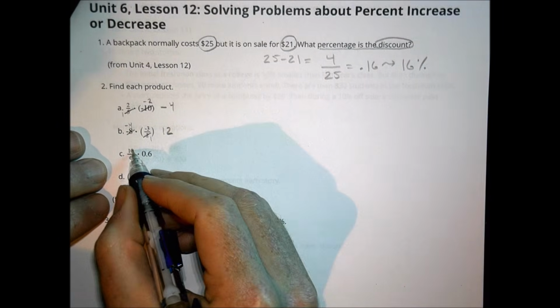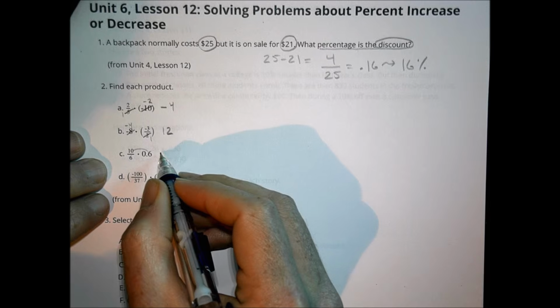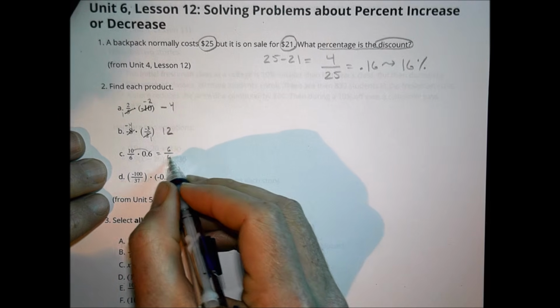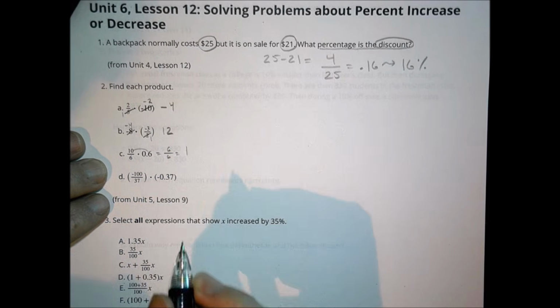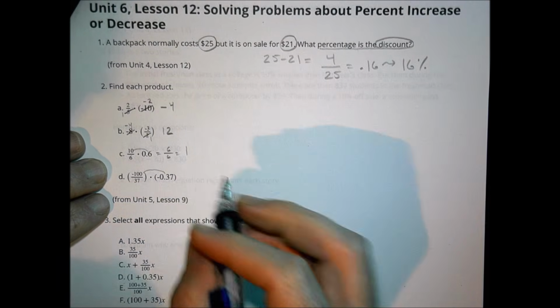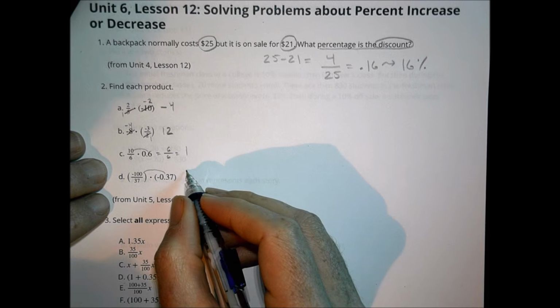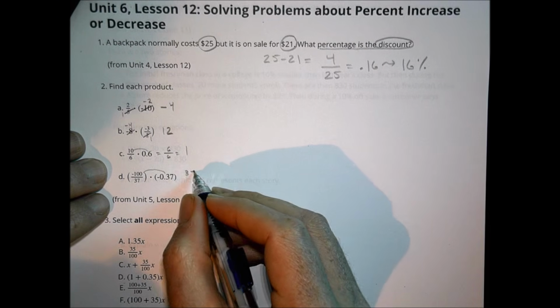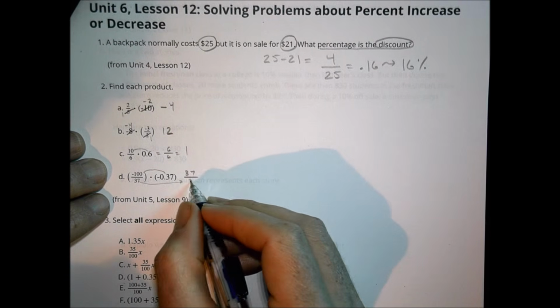6 times 0.6 is actually equal to 6, and 6 over 6 is equal to 1. Negative 100 times negative 0.037 is actually positive 37, still over 37, which equals 1.